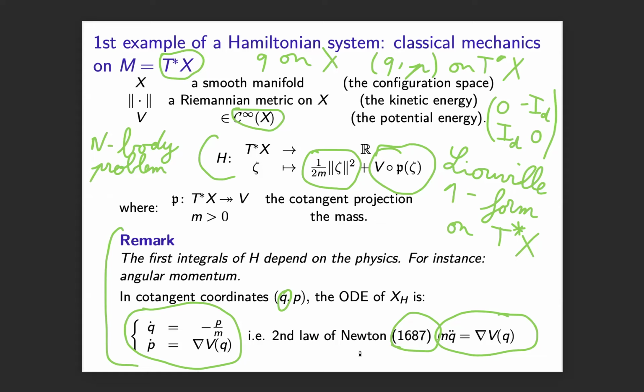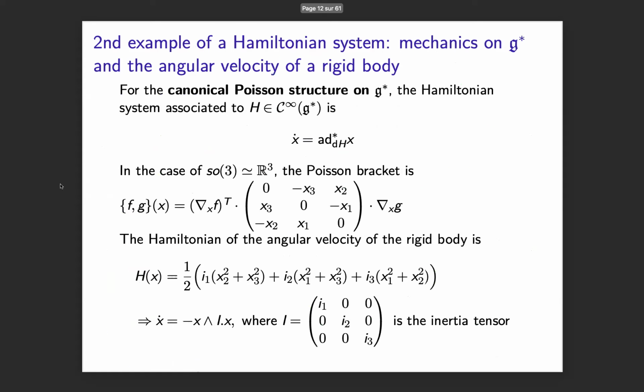So this is our first example of a Hamiltonian system. It's very important. It's the most important example of Hamiltonian system of this lecture, because symplectic manifolds are the most important example of Poisson manifolds. Also, for some historical reasons, it's the most famous example of Hamiltonian systems. So remember, we had three examples of Poisson manifolds. The first example was a symplectic manifold. Now let us look at our second example of Poisson manifold.